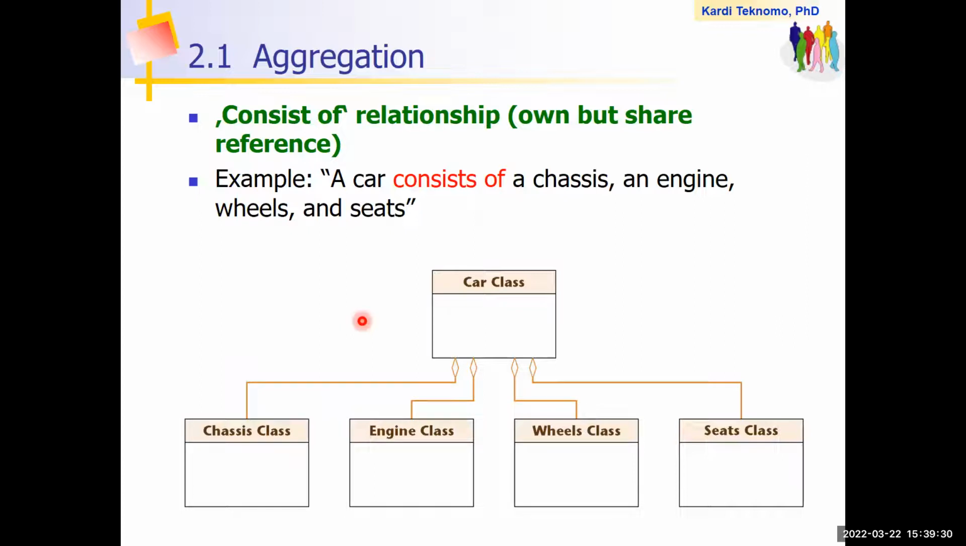Say a car consists of a chassis, an engine, wheels, and seats. Right. So this kind of consists of means own but share reference, right? So this is called aggregation. Is it clear or not? A car consists of a chassis, an engine, a wheel, and a seat. So then you draw the diamond. Consists of. One object consists of many other types of objects.